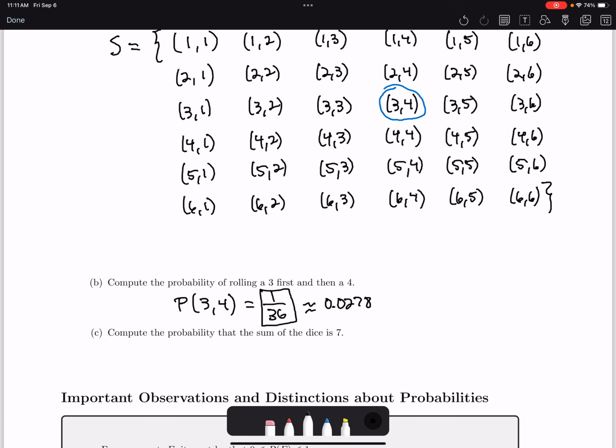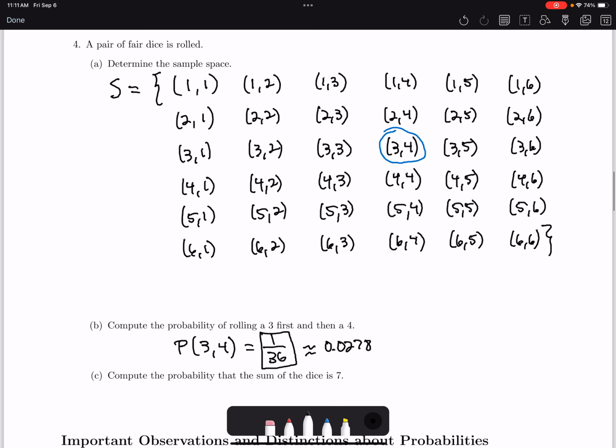Part C asks us to compute the probability that the sum of the dice is 7. Well, if we roll a 3 and a 4, that'll give us a 7. That's one way to get it. But we would also get a 7 by rolling a 4 and a 3, or by rolling a 2 and a 5, or a 1 and a 6. In fact, everything along this off diagonal here will sum up to be a 7. I don't think anything else will.